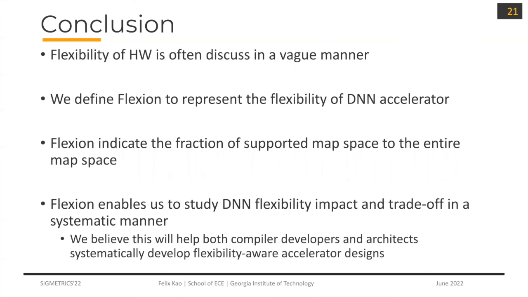Conclusion: flexibility of hardware is often discussed in a vague manner. We define Flexion to represent the flexibility of a DNN accelerator. Flexion indicates the fraction of the supported map space to the entire map space. Flexion enables us to study DNN flexibility, impact, and trade-offs in a systematic manner. We believe this will help compilers, developers, and architects to systematically develop flexibility-aware accelerator design.